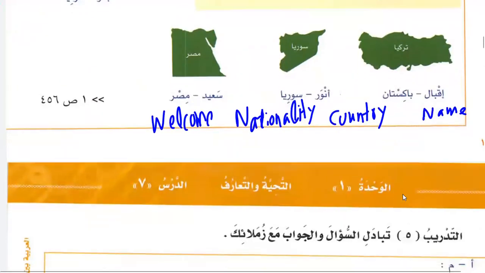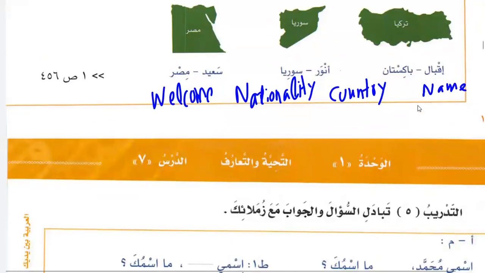Now you will answer according to this one. Here we have the map of Pakistan. There is a mistake here. So we have the map of Pakistan here. So we need to ask name, country, nationality. Welcome. Okay.